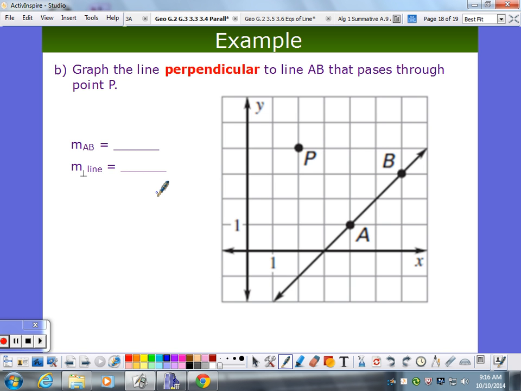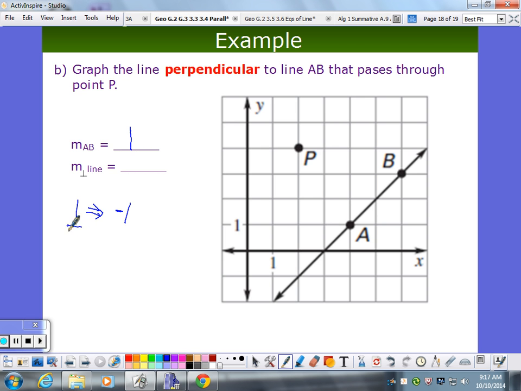All right, let's look at this other example. I'm going to graph the line perpendicular to AB that goes through point P. Well, I still need a slope of AB. It still looks like it's 1, right? Up 1, right 1, up 1, right 1. It still has a slope of what? Now be careful, I have to find the perpendicular. How do I find the slope of the perpendicular line, Joseph? Negative reciprocal. What's the negative reciprocal of 1?